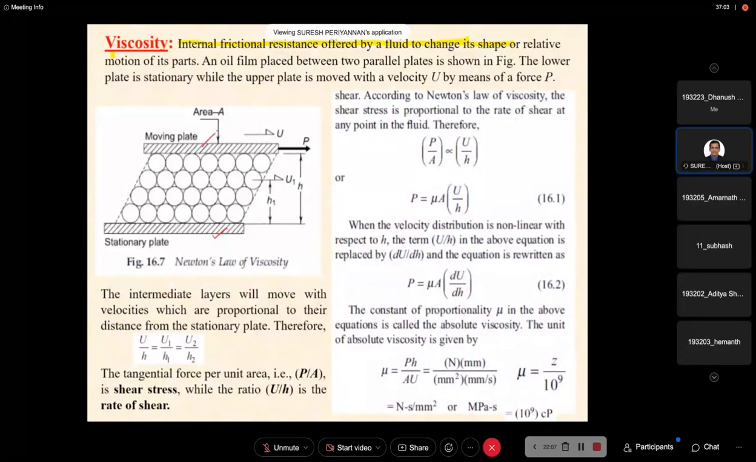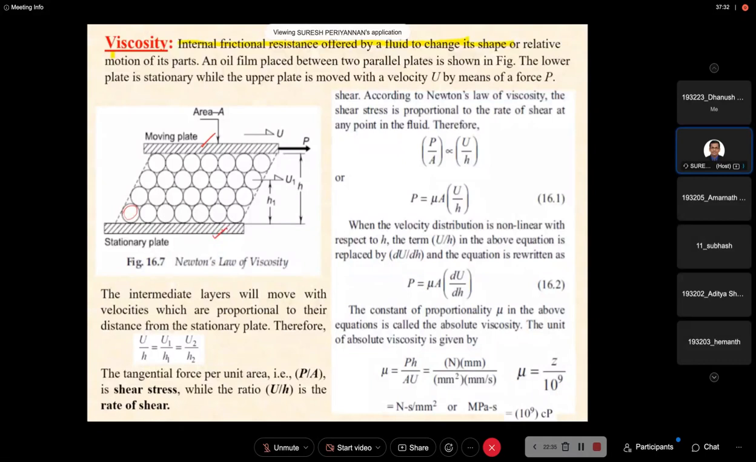This is the moving plate. Now we are assuming here that the fluid, just for our understanding, is imaginary. Imagine there are fluid particles, or assume that the molecules of oil are visible and are balls sitting in between the two plates.